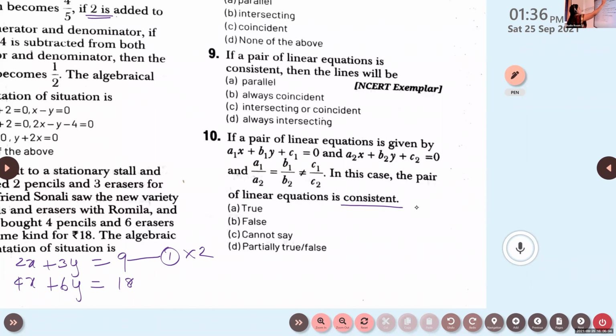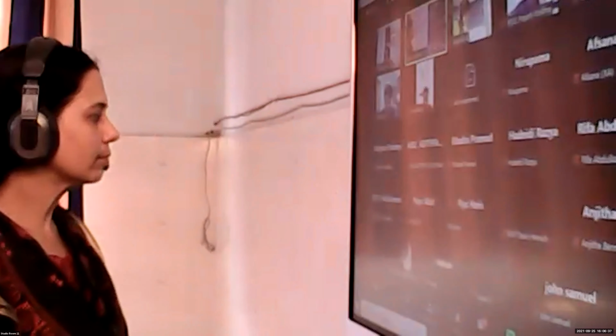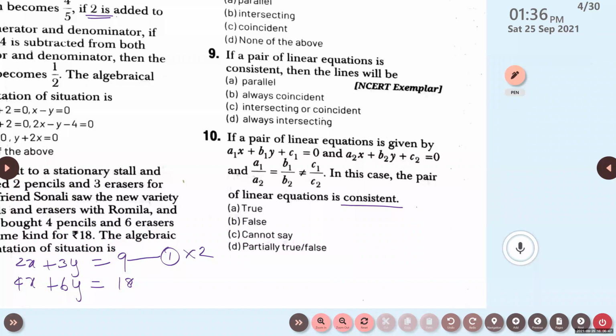When will you say the given equations are consistent? If it has a solution. Very good. If it has a solution. Now look here, whether a solution exists here. The solution exists? No, it is the condition for parallel lines, isn't it? Therefore, what you can say, it is false. It is false. Okay.